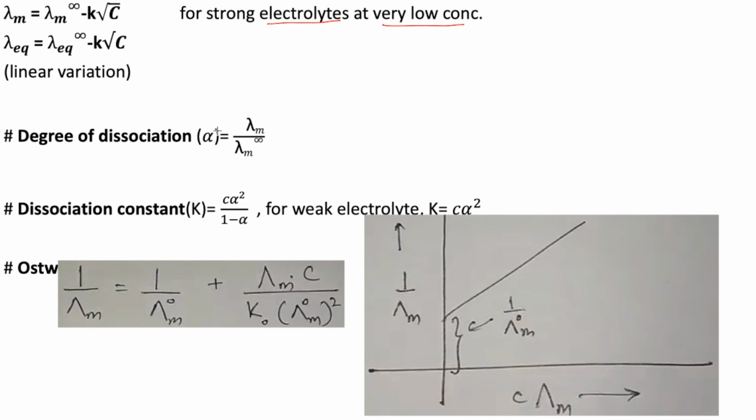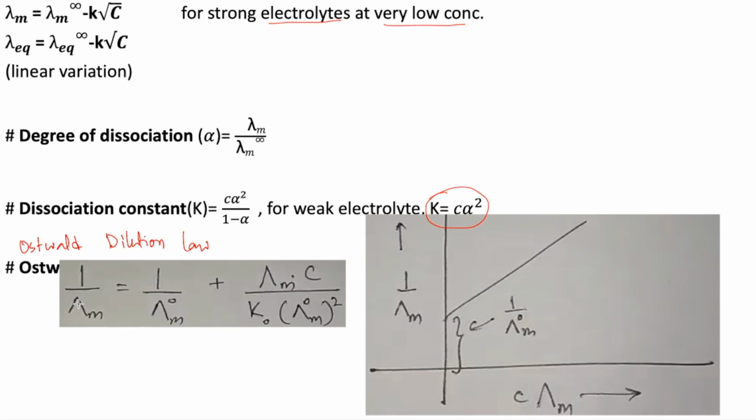Degree of dissociation is denoted by alpha, and it is calculated as lambda m upon lambda naught m. Dissociation constant can be calculated as K is equal to c alpha square divided by 1 minus alpha. For weak electrolyte, K is equal to c alpha square. So that's the formula which you can use.